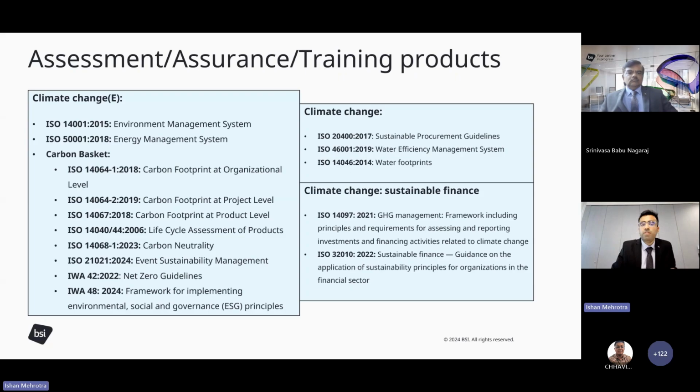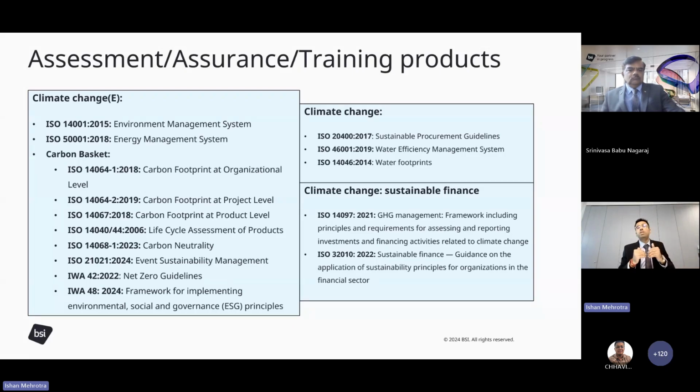With this, I would like to take you to the products available under the ESG basket that BSI offers. BSI offers assessment, assurance and training on the products falling under the ESG basket. Any ISO product right now supports business sustainability. Suppose an organization wants to implement digital security, that falls under the governance umbrella. If an organization wants to ensure occupational health and safety, that falls under the social umbrella. If an organization wants to implement LCA, that falls under climate change.